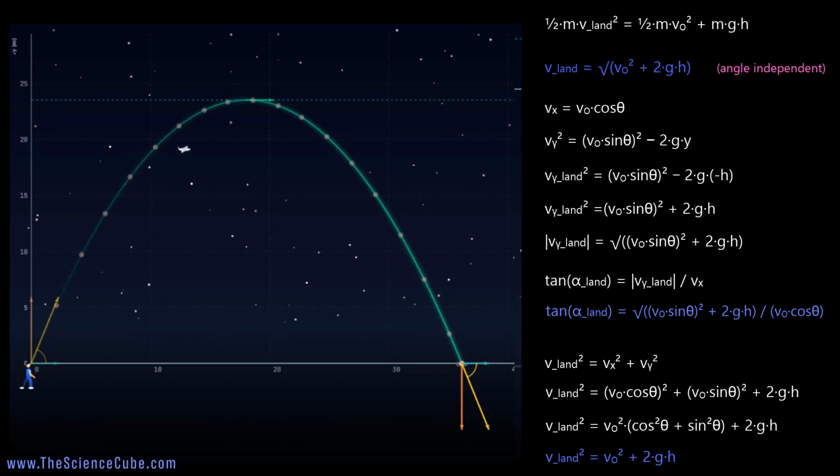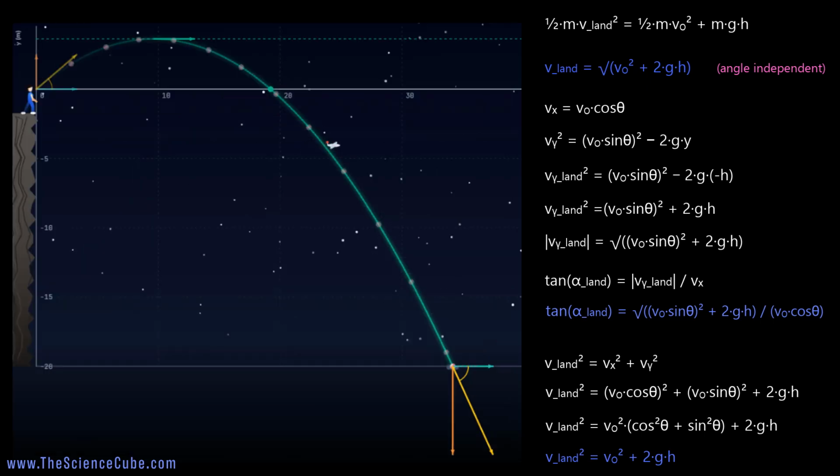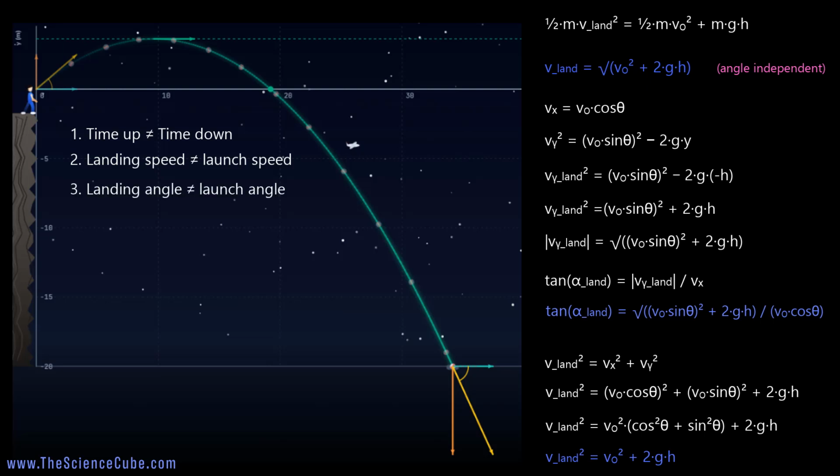So, here's what I want you to walk away with from this lesson. When the launch and landing heights are different, the symmetry of projectile motion breaks. Time up doesn't equal time down. Landing speed doesn't equal launch speed. Landing angle doesn't equal launch angle. The path is no longer mirror symmetric across the peak.